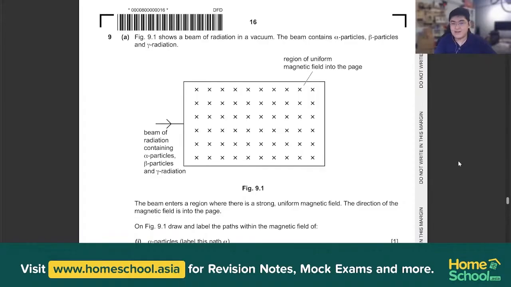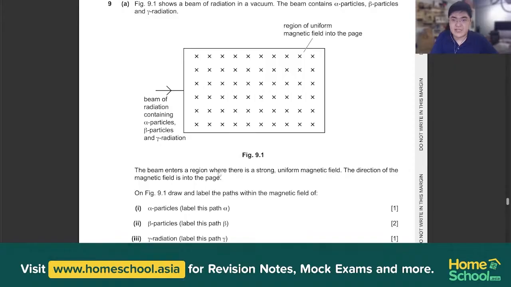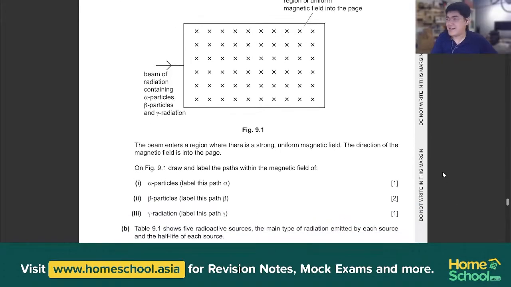All right, we are almost done already. 2 more questions to go. Okay, so question 9, we are shown a beam of radiation in vacuum, and this beam contains alpha, beta, and gamma radiation. So alpha particles, beta particles, and gamma radiation. So this beam enters a region where there's a strong uniform magnetic field and the direction is into the page. Okay? So this is where your Fleming's left-hand rule will come in very handy.